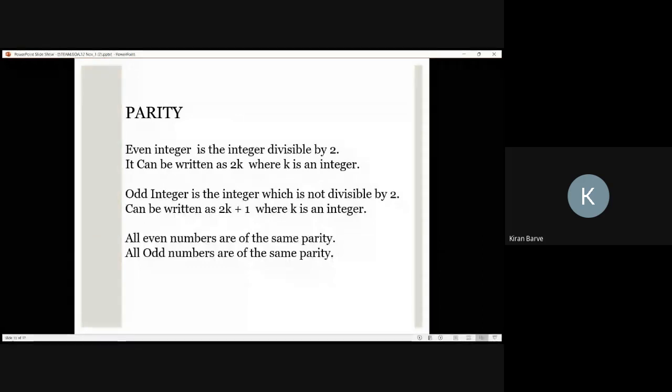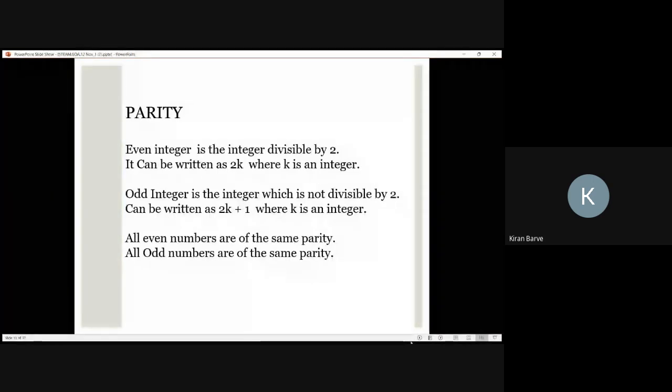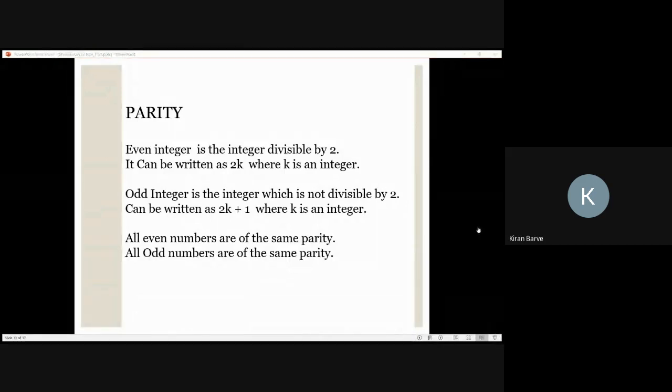Now what I am saying is about everything that you know. An even integer is an integer divisible by 2. Tanishka said, sir, what are you saying? I know that from 3rd standard. It can be written as 2k, where k is an integer. An odd integer can be written as 2k plus 1. Alicia says, yes, stop it, sir, I know it from the 3rd standard. But I am just saying that all even integers I am going to put in one box, and all odd integers I am going to put in another box.